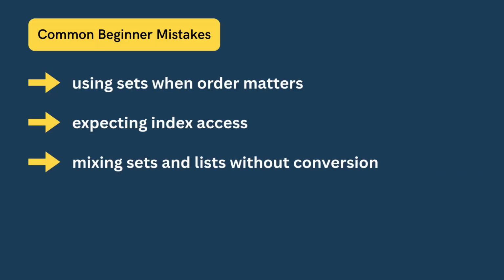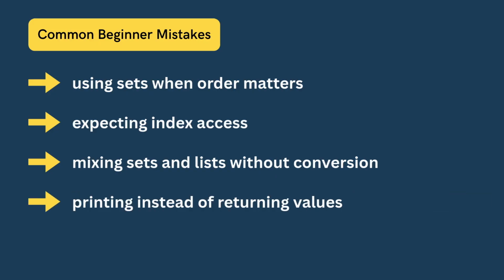Third mistake, mixing sets and lists without conversion. Set operations like union, intersection, or difference only work with sets. If your data is in a list, convert it first. Be explicit. Don't rely on Python to guess. Fourth mistake, printing instead of returning values. Printing only shows the result on the screen. Returning sends the result back to the caller. If you print inside functions, your code becomes hard to reuse and test.